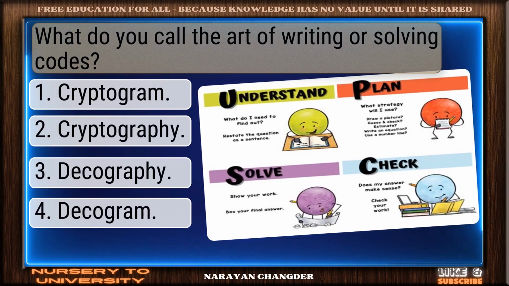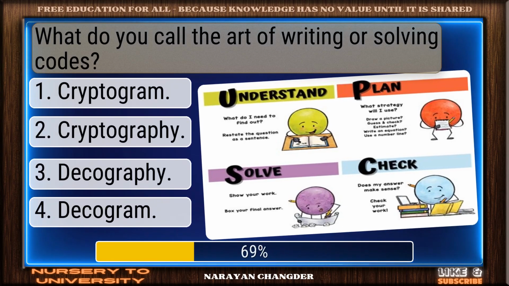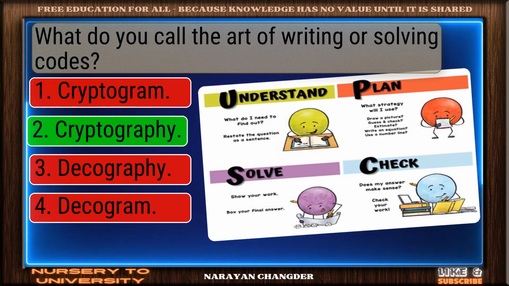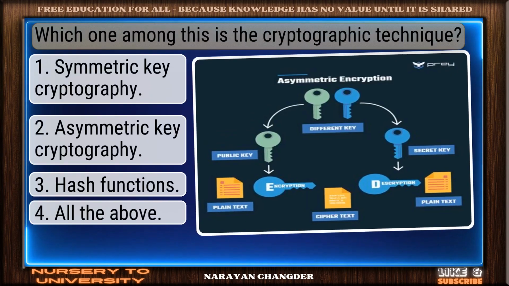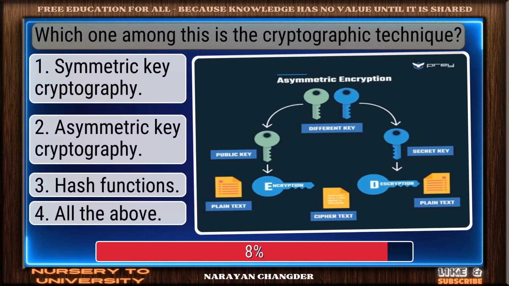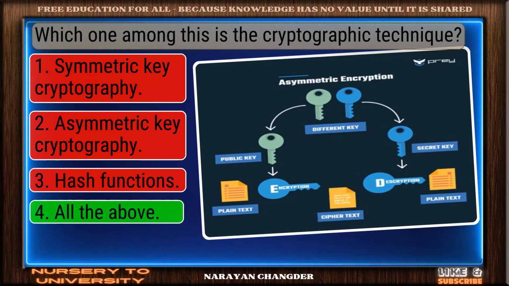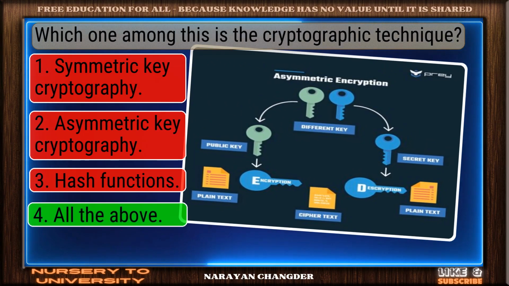Question number 44. What do you call the art of writing or solving codes? Bravo. Cryptography is the answer. Question number 45. Which one among this is the cryptographic technique? Perfect. All the above is the correct choice.